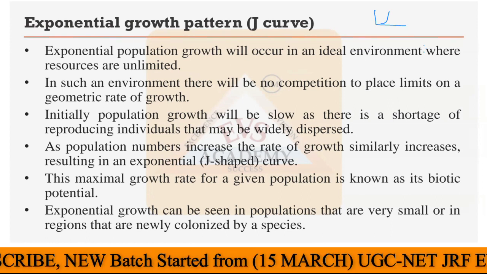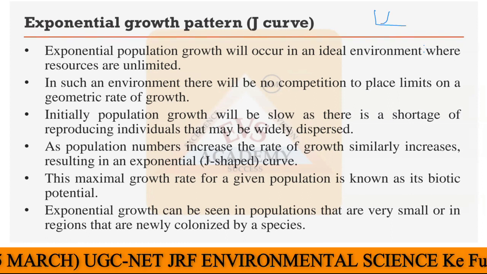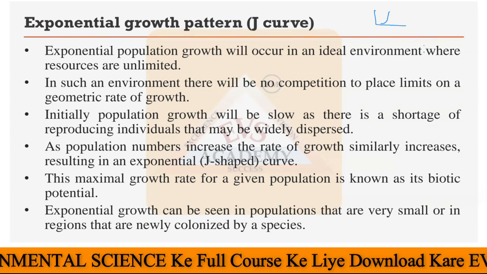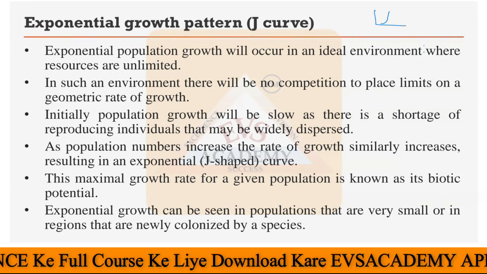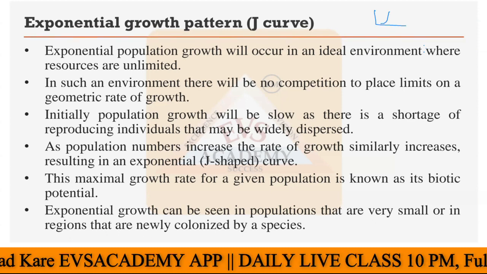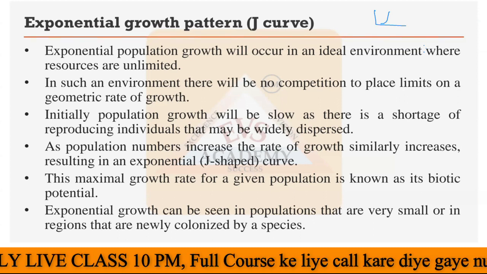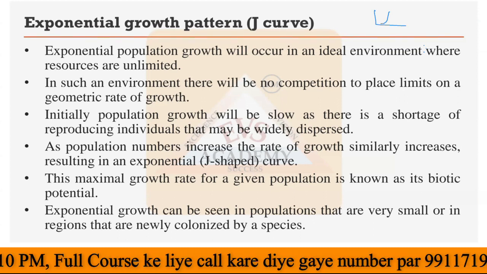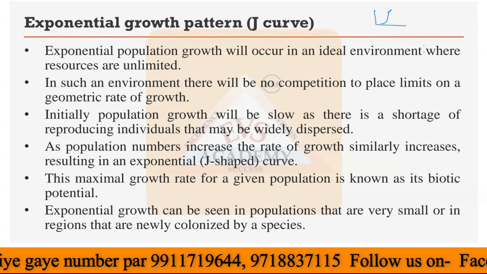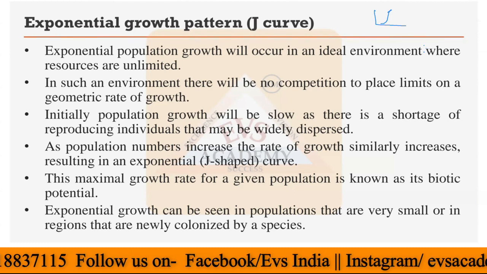Exponential population growth will occur in an ideal environment where resources are unlimited. There is no limited availability of resources, you can say. In such an environment, there will be no competition to place limits on a geometric rate of growth. It means in the given time period, there would be no competition between the organisms. Only then would the growth be exponential. The growth would be very high. So this is called the exponential growth rate. In the initial phase, the population growth will be slow.